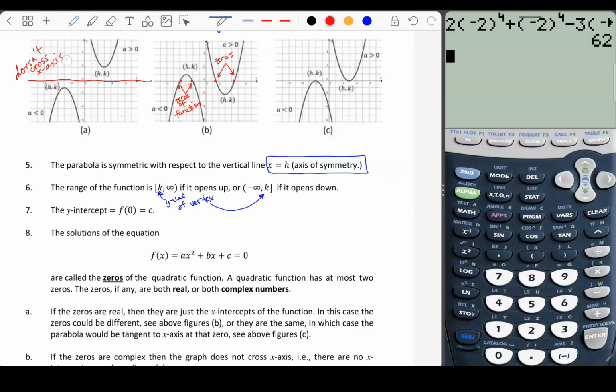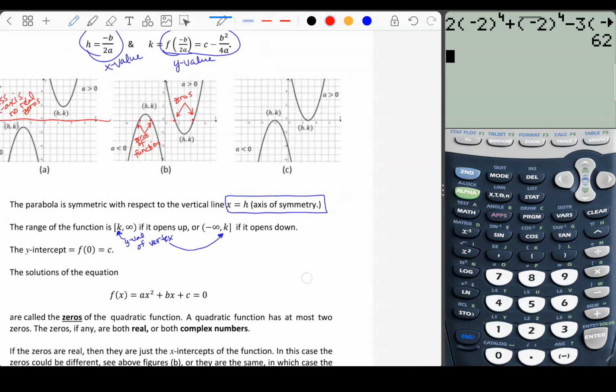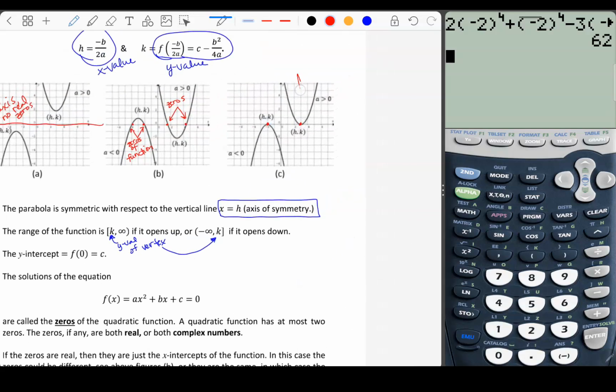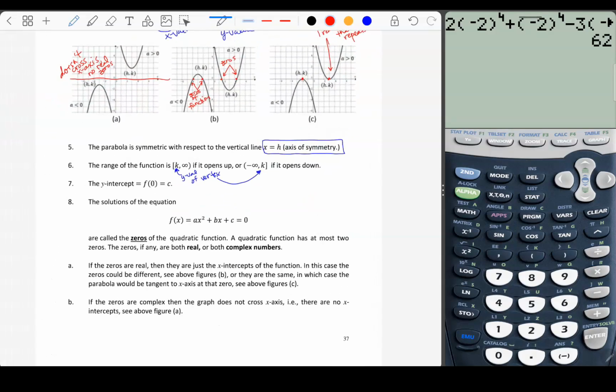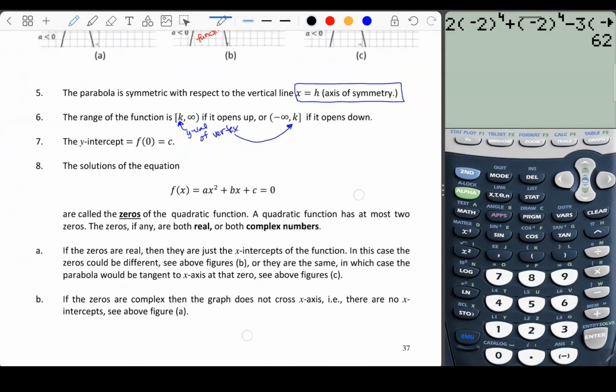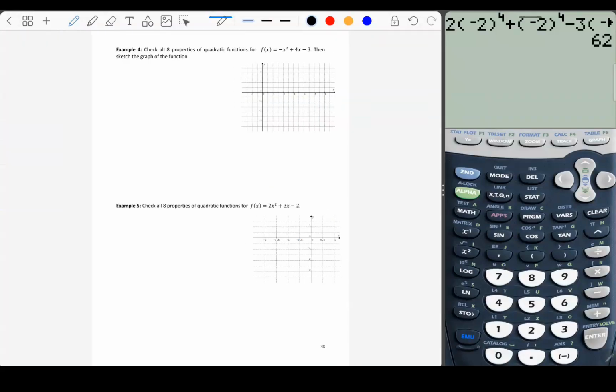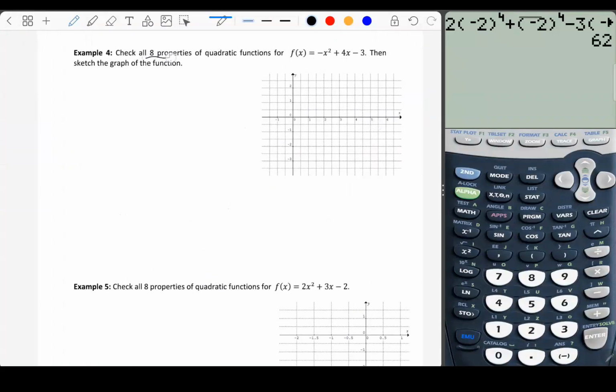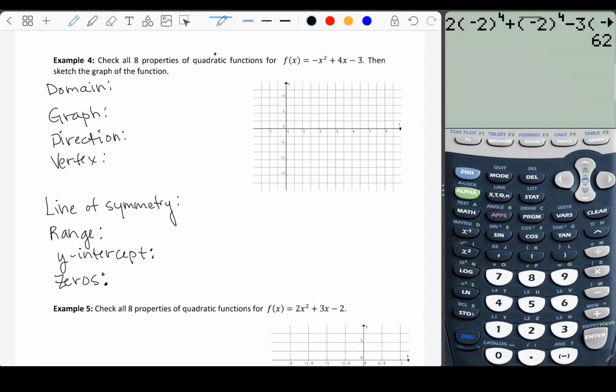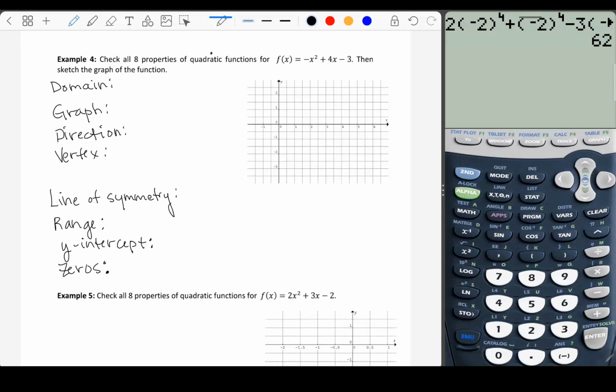So on the first one, once again, there are no zeros because it doesn't cross the x-axis. There are no real zeros. Second one, once again, 2 zeros. And the third one has 1 real zero that repeats. Okay, and you say, why does it repeat? Don't worry, we're going to talk about that in another section. So examples 4 and 5, we're going to do all 8 properties. All of them. So here are the 8 properties.